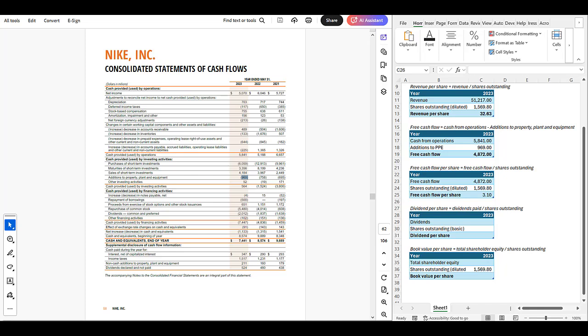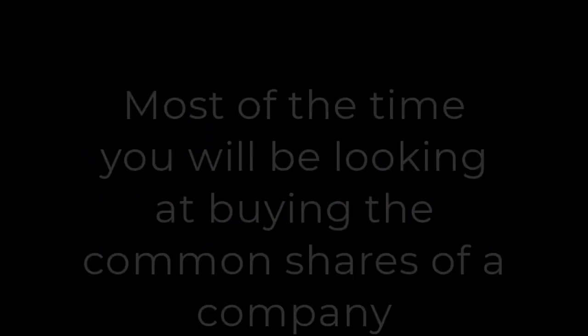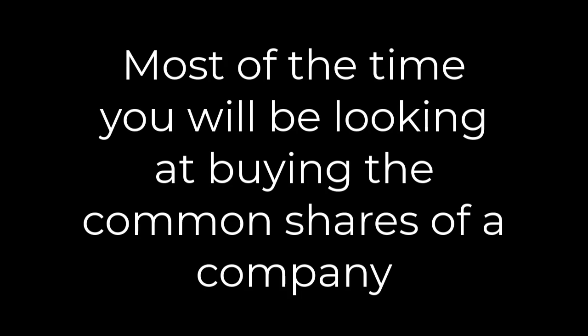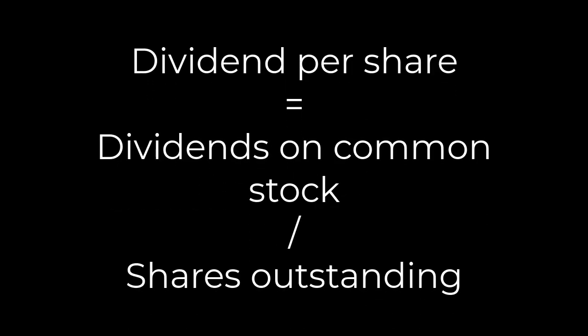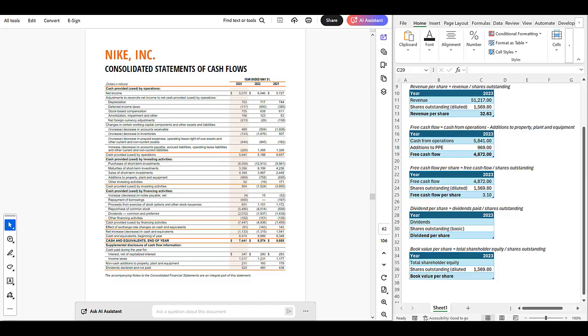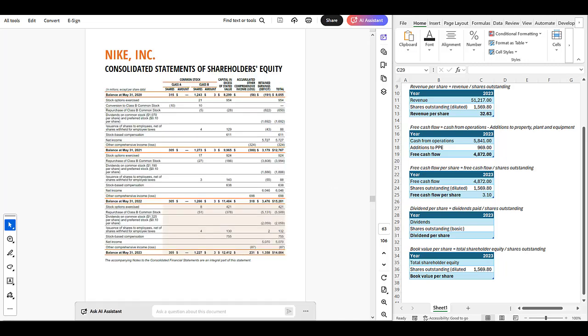Our next ratio is popular amongst income investors. It's dividend per share. Most of the time, you will be looking at buying the common shares of a company as opposed to the preferred shares. So we will calculate the dividend per share for common shareholders. To calculate it, we divide the dividends on common stock by the shares outstanding. Dividends on common stock isn't found on any of the three main financial statements. It's found on the statement of shareholder equity.